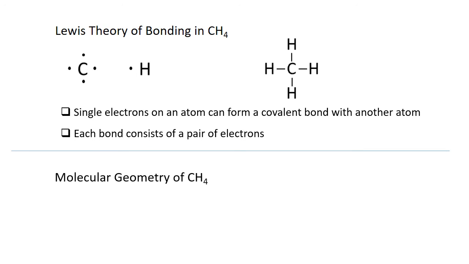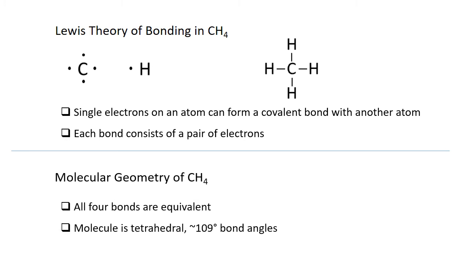What we also know is the molecular geometry of CH4. And what VSEPR theory tells us is that all 4 bonds are equivalent, and this is borne out by experimental measurements, and that the molecule is tetrahedral with bond angles of about 109 degrees. So we can draw the 3-dimensional structure of methane like this. Whenever we show a solid wedge, what we mean is that the hydrogen on that solid wedge bond is coming out of the plane of the paper, and the dashed line means that the hydrogen is behind the plane of the paper.